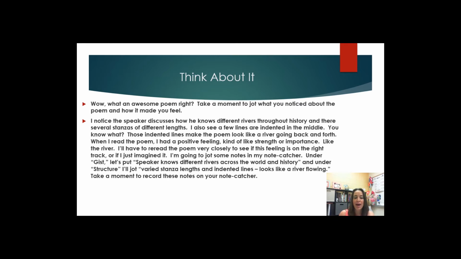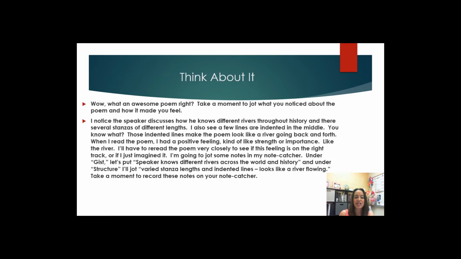When I read the poem, I had a positive feeling, kind of like strength or importance. Like the river. I'll have to reread the poem very closely to see if this feeling is on the right track, or if I just imagined it. I'm going to jot some notes in my note catcher.